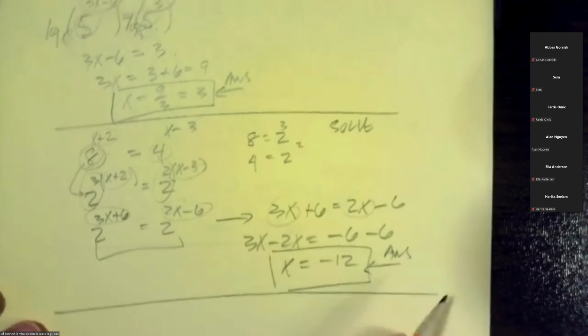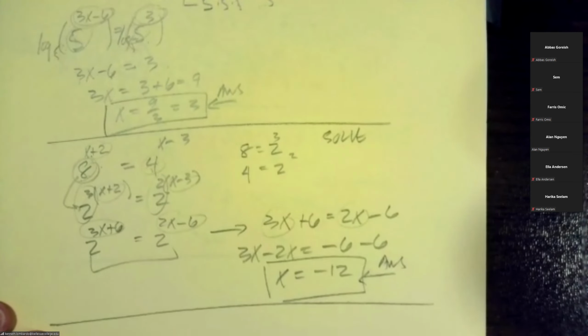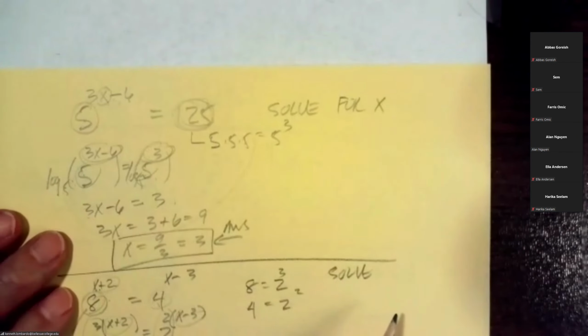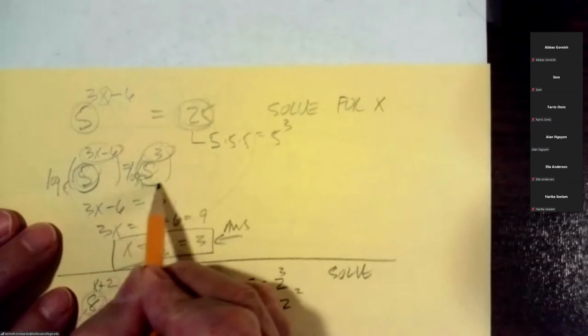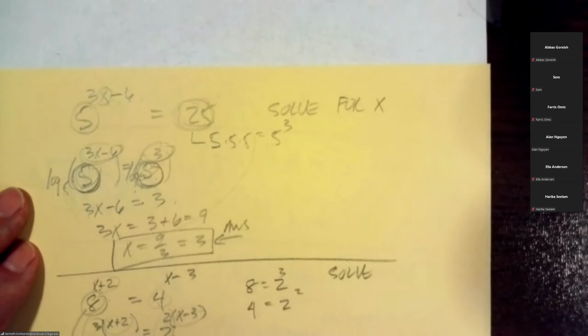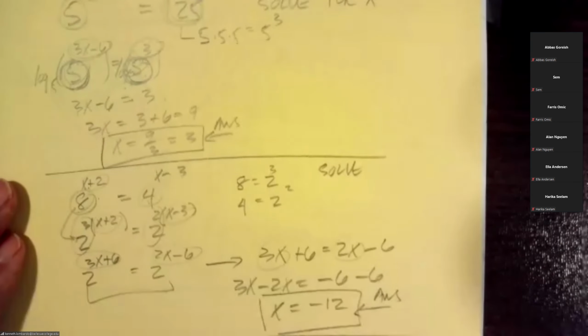Wait, so on the problem on top, how'd you use the log to get rid of the 5? Does that make sense? This problem up here. First you use the log to get rid of the 5 to make it 3x minus 6 equals 3? The bases were the same, weren't they? They both were base 5. Oh, okay. As long as the bases are the same, then we can set the exponents equal to each other. Oh, okay. Sounds good. Thank you. Make sense? Yeah. Other questions?